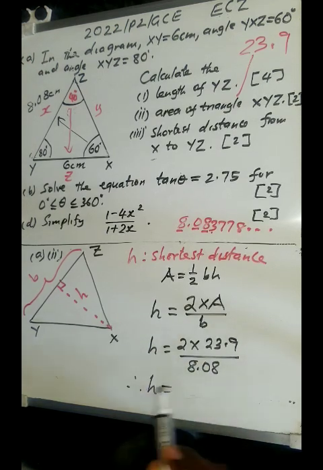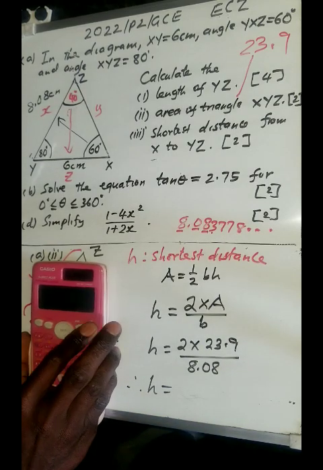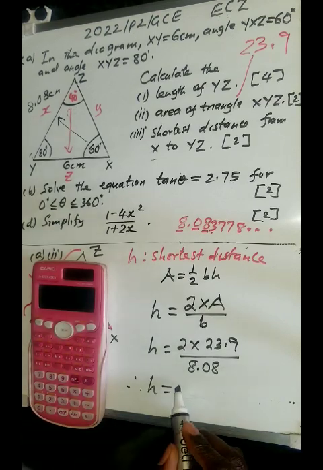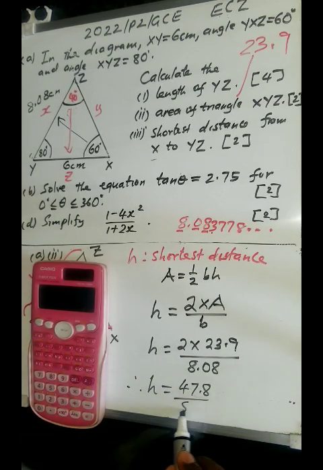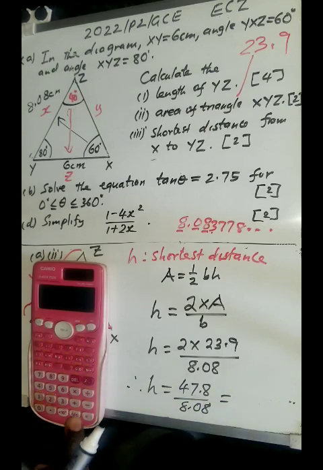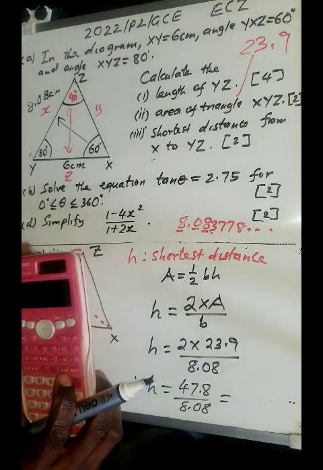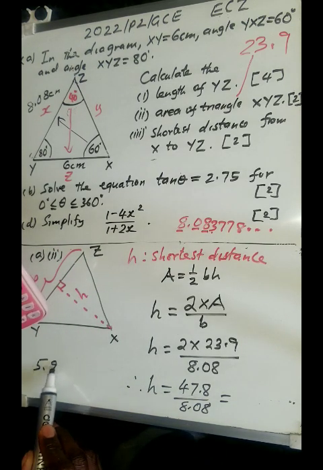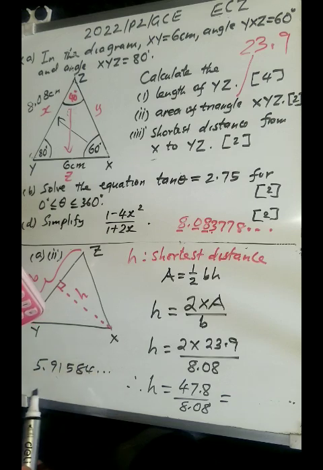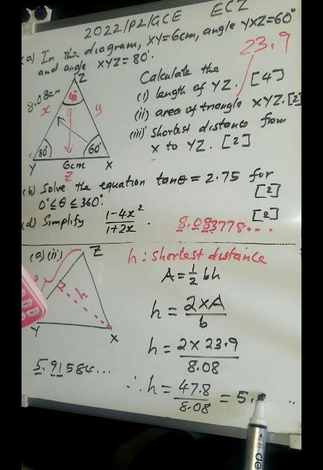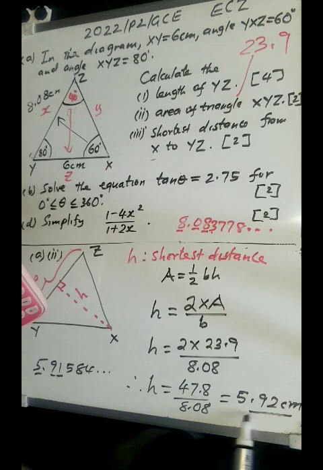So you just need to punch that on the calculator. So when I punch that on the calculator, it will be 2 times 23.9. The answer I get is 47.8 divided by 8.08. So what will that give me? To 3 significant figures, if you look at the value that I'm having, it is 5.91584 and so on. To 3, you just count 1, 2, 3. So look at the number in front, it is 5, so I'll add a 1 there. So it is going to be 5.92, and that will be in centimeters. So this is the shortest distance that they wanted you to calculate.